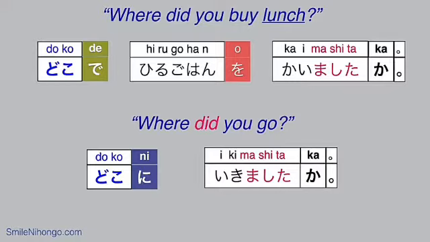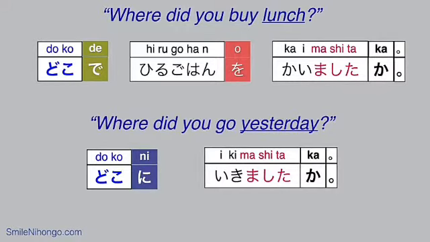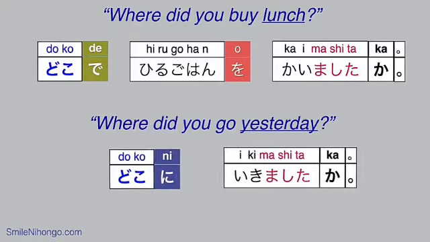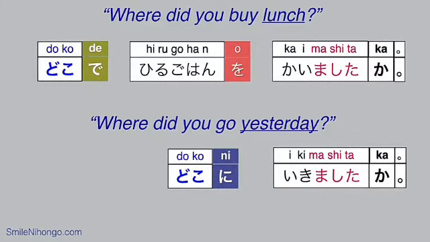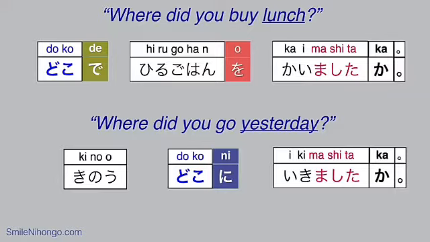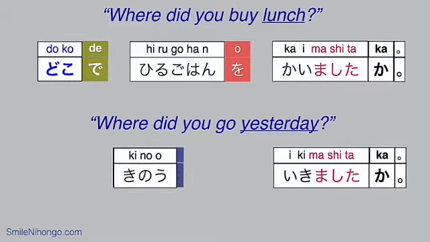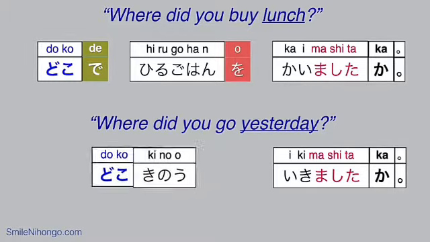For the second question, if you want to expand it this way, where did you go yesterday? Now you need to add the new unit to the sentence, which is the time expression yesterday. Yesterday is 昨日 in Japanese, so it's going to be like this. 昨日どこに行きましたか? And again, you can switch these two if you want.